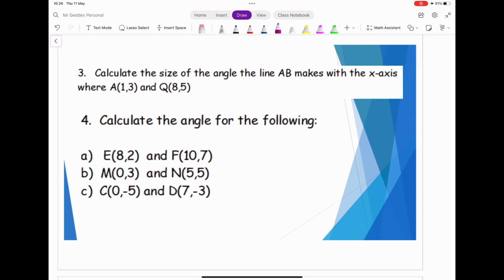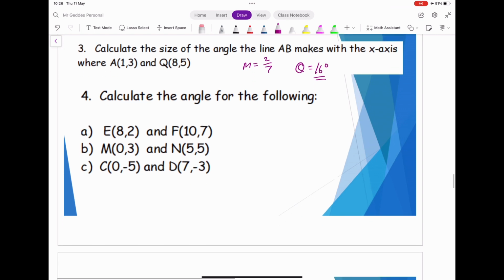Calculate the size of the angle made with the x-axis. So same as the question we did above, find the gradient, or sorry, it's very similar. Find the gradient and then you'll use m equals tan theta. So find the gradient first with y2 minus y1 over x2 minus x1, and then go from m equals tan theta. So the gradient comes out as 2 over 7. That means that our theta comes out as 16 degrees.